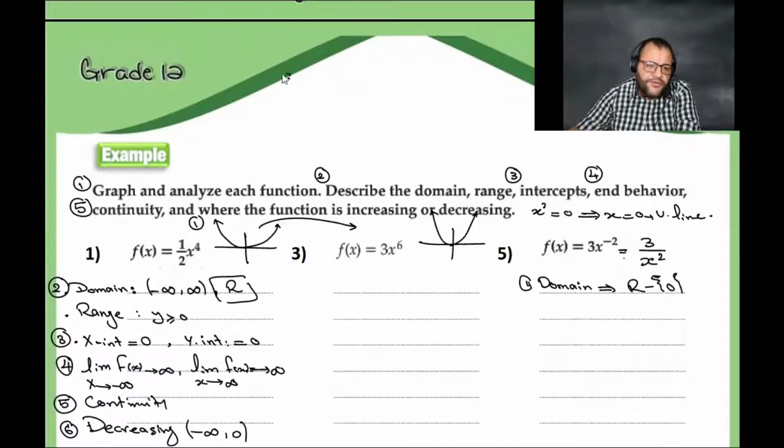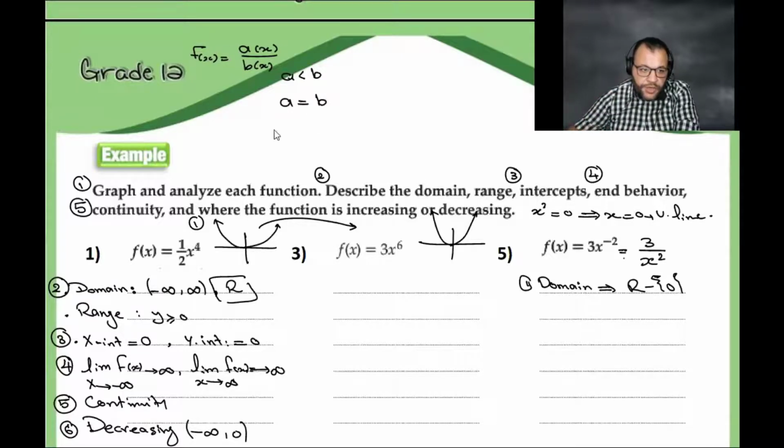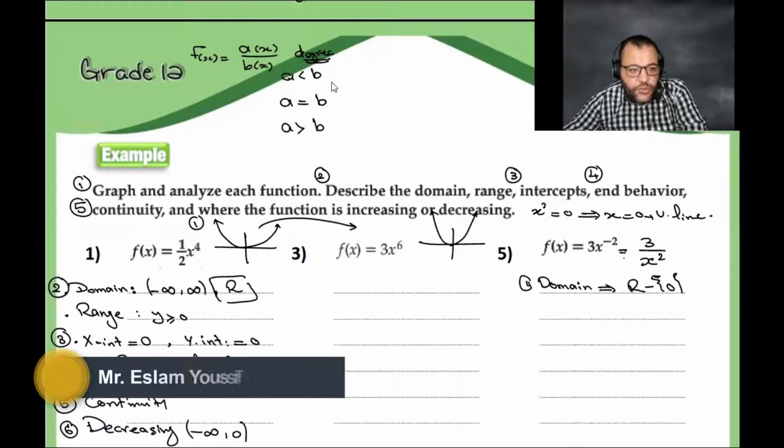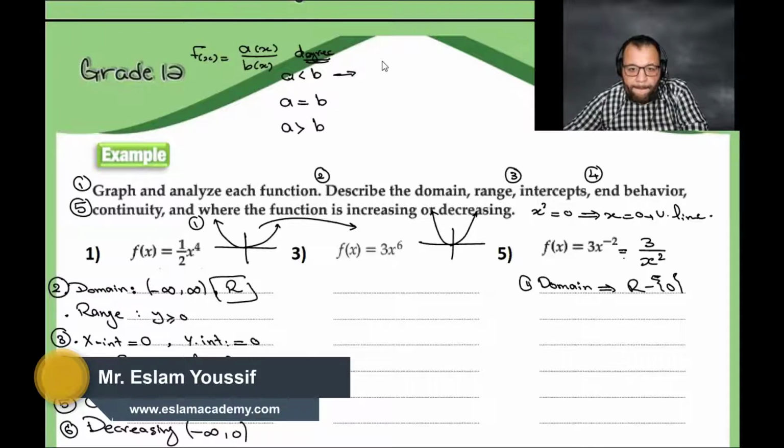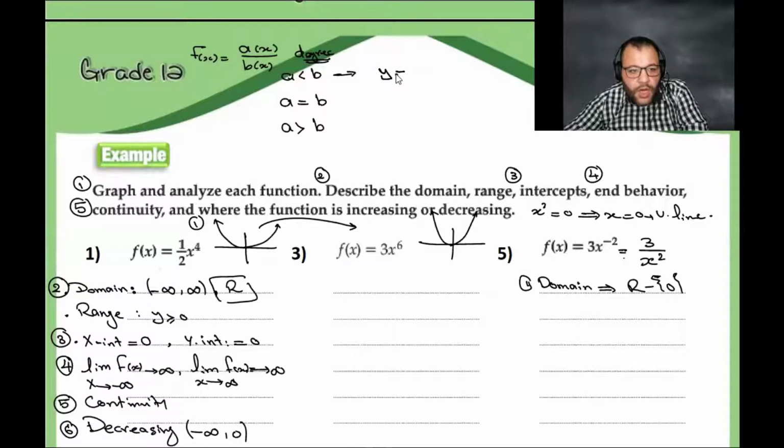Just 1 minute. The first one, a is smaller than b. The function is written as f of x equals a of x over b of x. The degree of the numerator is smaller than the degree of the denominator. The second, the degree is equal. When I say a and b, I'm talking about the degree, the power, not the coefficient. And the third, a is greater than b. What is the first one? It's y equals 0.